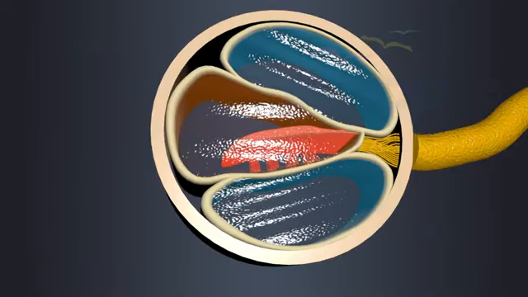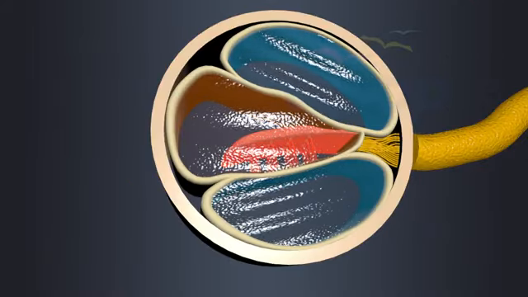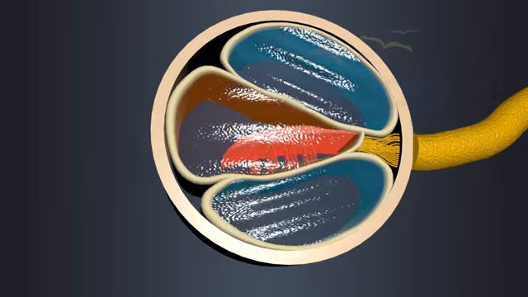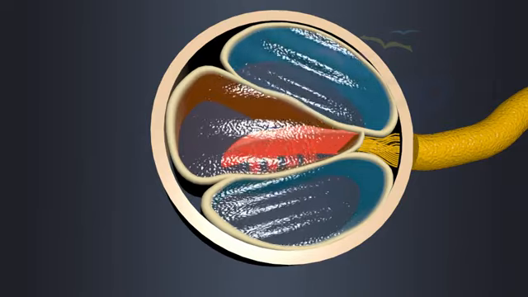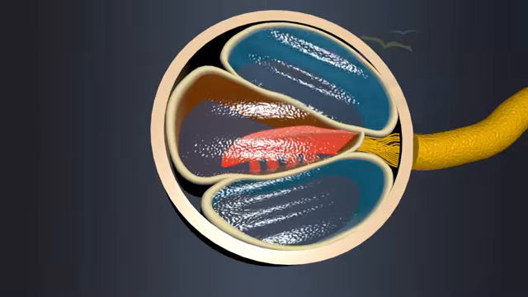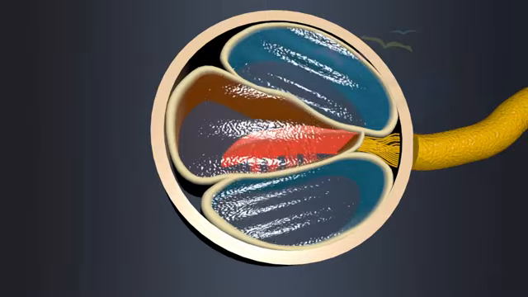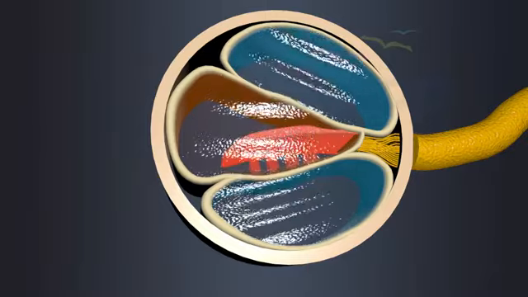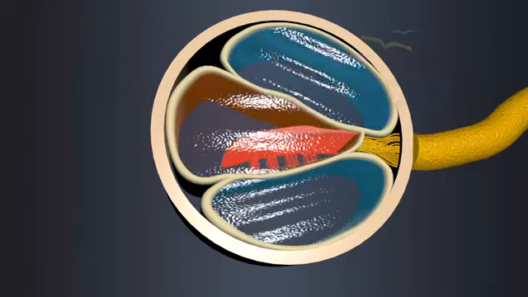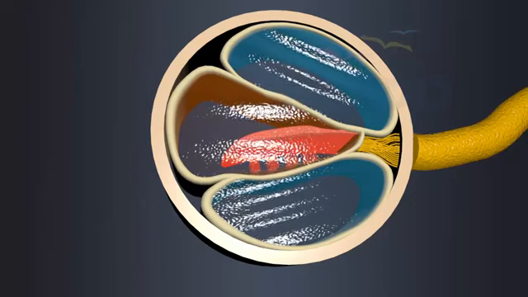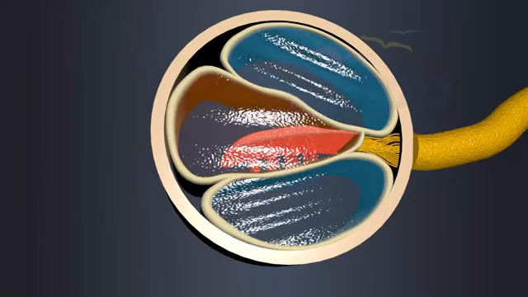The vibrations from the oval window cause ripples in the perilymph of the scala vestibuli. These vibrations travel through the scala vestibuli and will reach the scala media or cochlear duct and cause ripples in the endolymph within the cochlear duct.